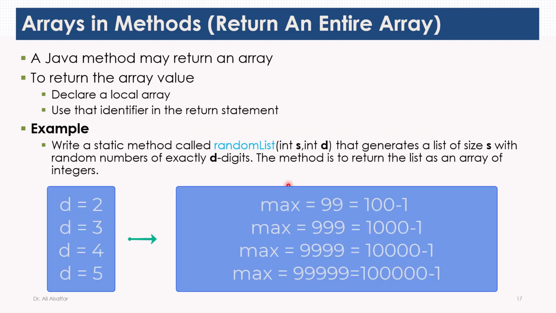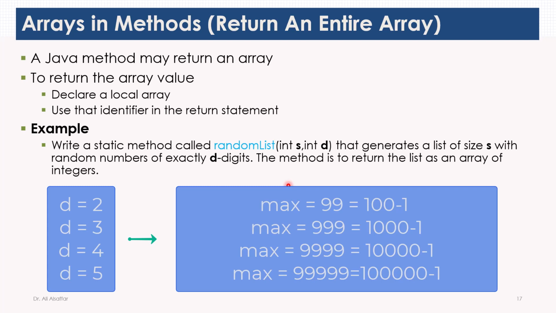Now to find the maximum for each d, if d is equal to 2, then the maximum is 99. So 2 nines. And we can get 2 nines by subtracting 1 from 100. Now to get the maximum for d equal to 3, it is 3 nines. And to get 3 nines, it is 1000 minus 1. And for d equal to 4, we need 4 nines, which is equal to 10,000 minus 1. And finally, for d equal to 5, we need 5 nines, which is equal to 100,000 minus 1.